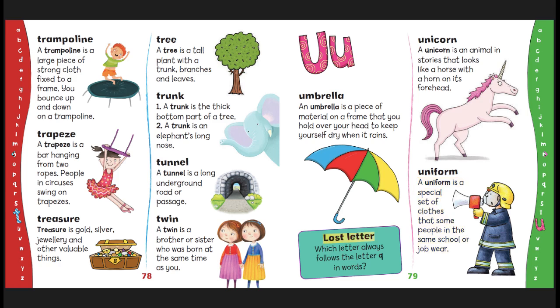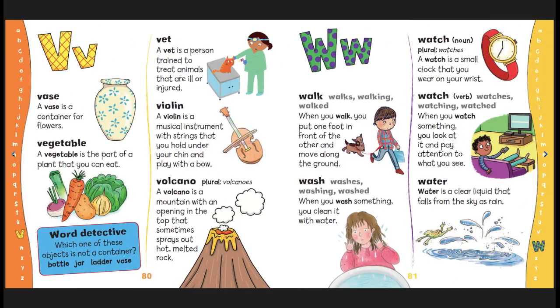Lost letter. Which letter always follows the letter Q in words? V. Vase. A vase is a container for flowers. Vegetable. A vegetable is the part of a plant that you can eat.